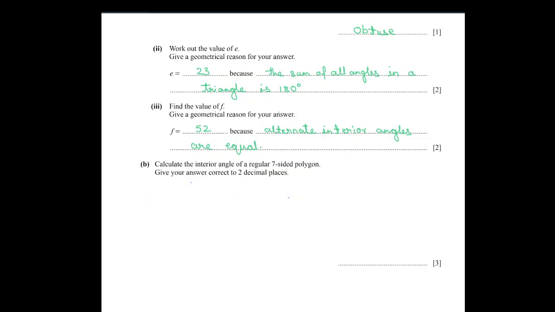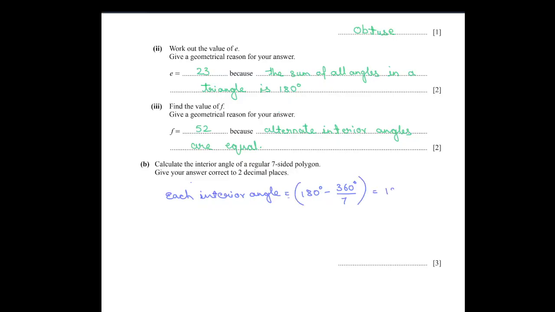So each interior angle is equal to 180 minus (360 divided by n), where n is the number of sides. Whatever you get from 360 by n should be subtracted from 180. So 180 minus 360 by 7.